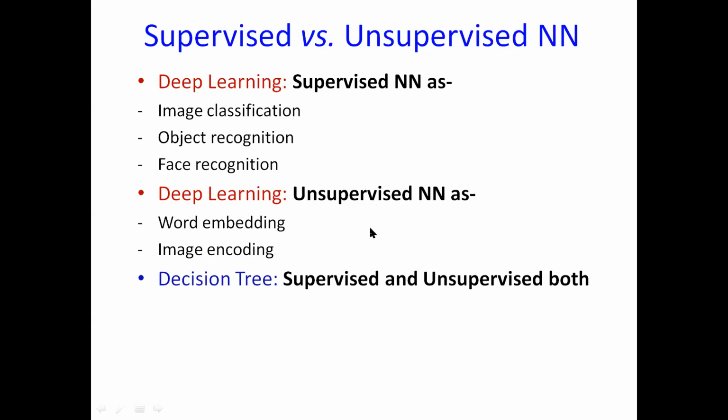Apart from deep learning, there is another method which can be named a decision tree, and this decision tree can be used as supervised and unsupervised in both cases, right?